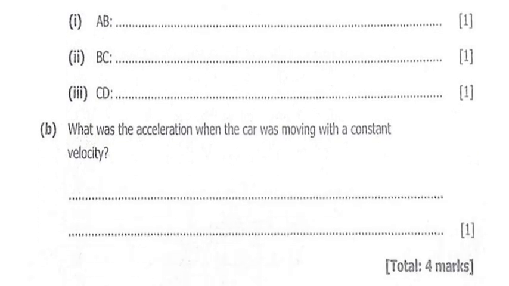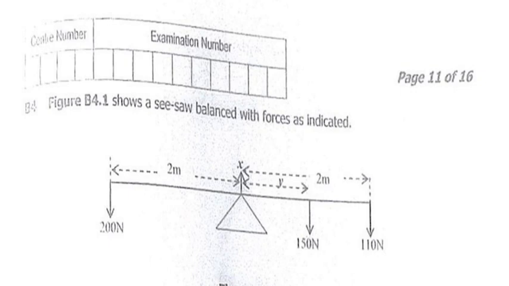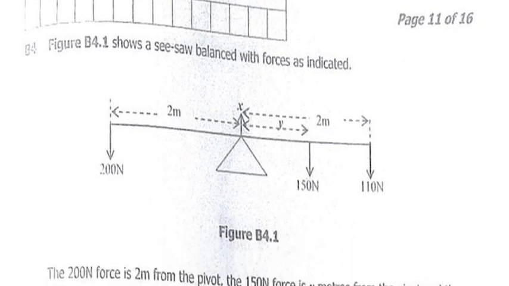What was the acceleration when the car was moving with a constant velocity? So when the car was moving with a constant velocity, the acceleration is 0. So the acceleration is 0 meters per second squared. So constant velocity means 0 acceleration. Okay, proceed. Question B4, figure B4.1 shows a seesaw balanced with forces as indicated.